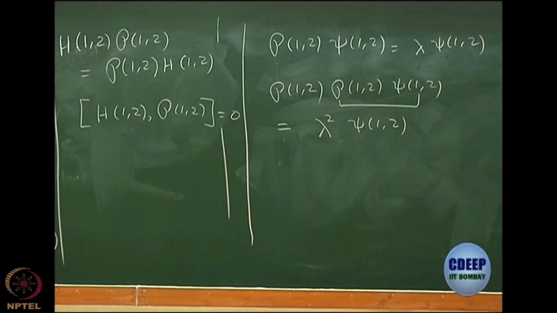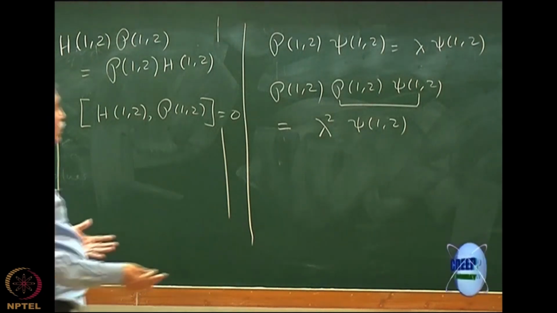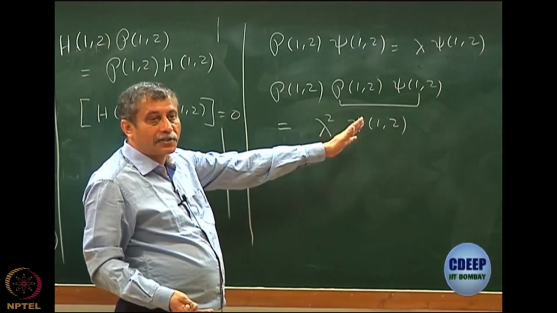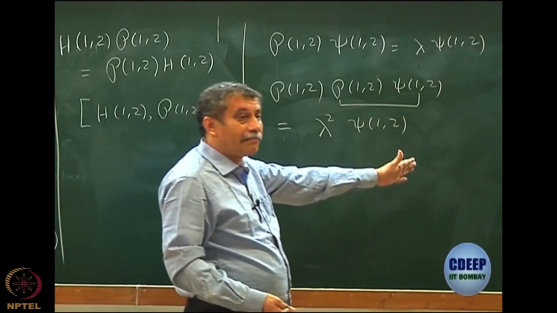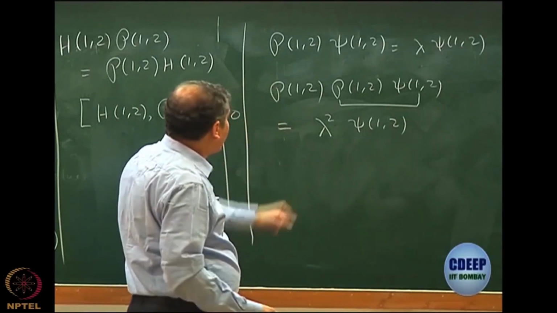In fact, all of you know that if A psi equal to lambda psi, A to the power n psi equal to lambda to the power n psi. So, any power of that operator also has the same eigenfunctions, not eigenvalues. Eigenvalues are going to be the power, eigenfunctions are same. So, you have a lambda square psi12.